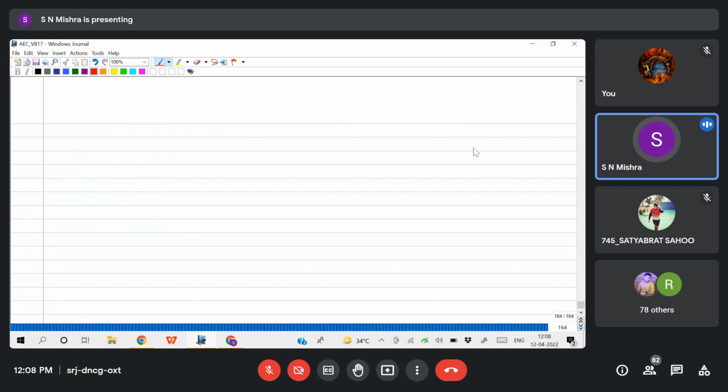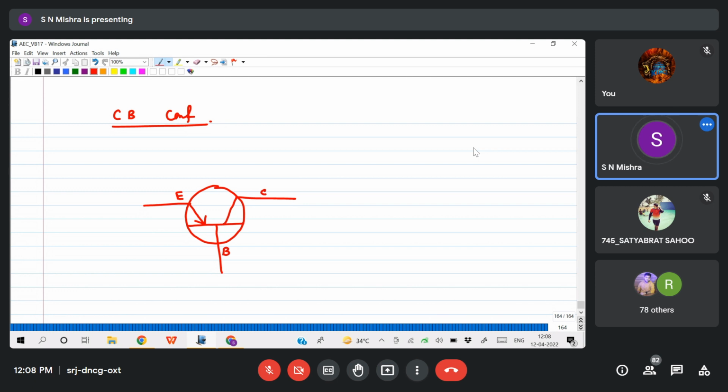For common base configuration, we have to draw the circuit diagram. How you have to draw, I already told you in the last class. First you have to draw the transistor symbol and orient it such that the base side will be in the bottom side. So let us take a PNP transistor. I have drawn the PNP transistor. Now this is your base, this is your emitter, this is your collector, and this side I will give input, this side I will take output.